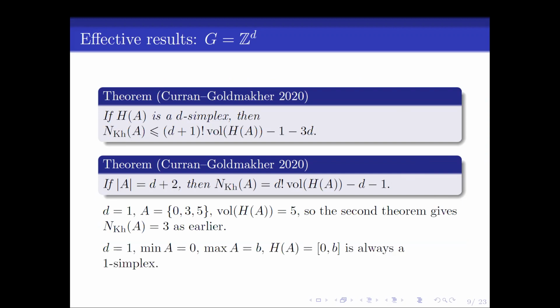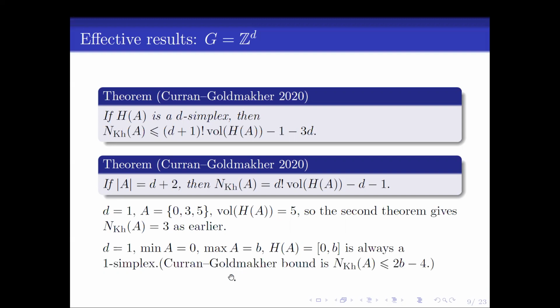Now, this subtlety that Curran and Goldmacher observed, that the simplex case is easier than the general case, more tractable, is something you only notice when you go to higher dimensions. Because in one dimension, you don't see it, because everything has a simplex for its convex hull. A one simplex is just an interval. And so in one dimension, every set has a simplex as its convex hull.